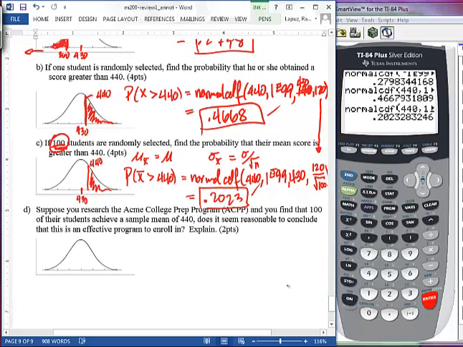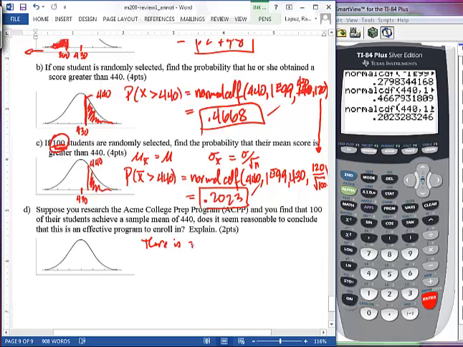So let's see if we can answer the last problem. Suppose you're a researcher at Acme College prep program, or you research that company, and you find that 100 of their students achieve a sample mean of 440. Does this seem reasonable to conclude that this is an effective program to enroll in? Well, the thing is that having 100 students and having a mean score of 100 students being bigger than 440, there's really a 20% chance of doing that. So let's see if we can write down our answer in part C here to make sense.